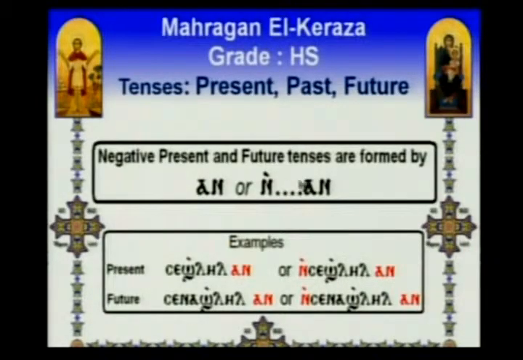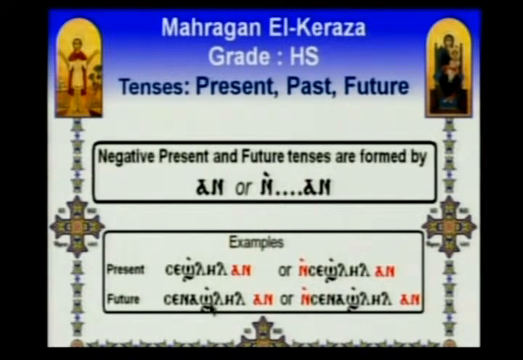Now I'm reviewing the negatives for the present and future. What you do is add an n before the verb and on after the verb. So these are the examples. If I want to say in the present, they pray, or they are praying, then it's say eshlil. They are not praying, en say eshlil on.